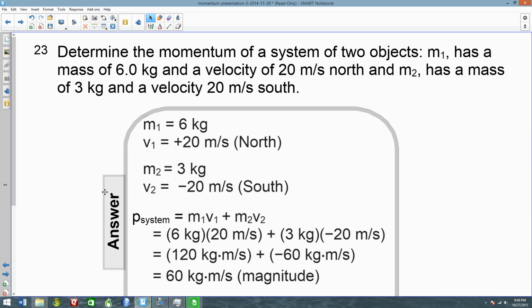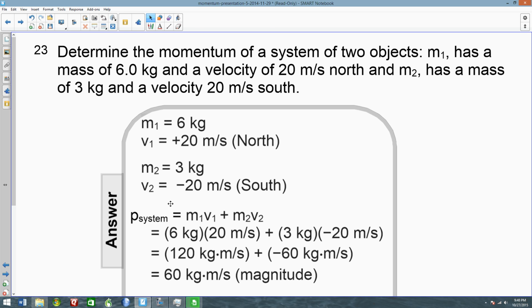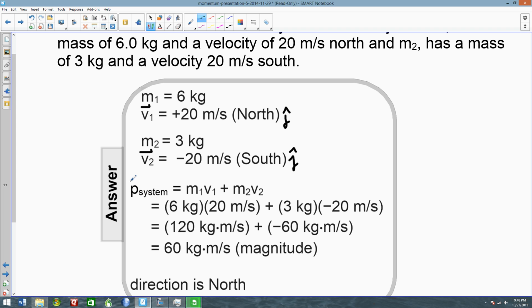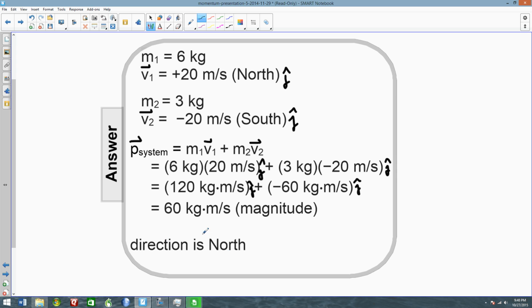Okay, let's go ahead and take a look at the answer. The mass is 6 kilograms. The velocity, let's get a vector sign on that, is equal to 20 meters per second north. We're going to use J hat for that. The mass of M2 is 3 kilograms. The velocity is negative 20 meters per second J hat. The momentum of the system is going to be m1v1 plus m2v2. We're going to go ahead and substitute in our numbers, and we end up with a magnitude of 6 kilograms meters per second, and the direction is north.